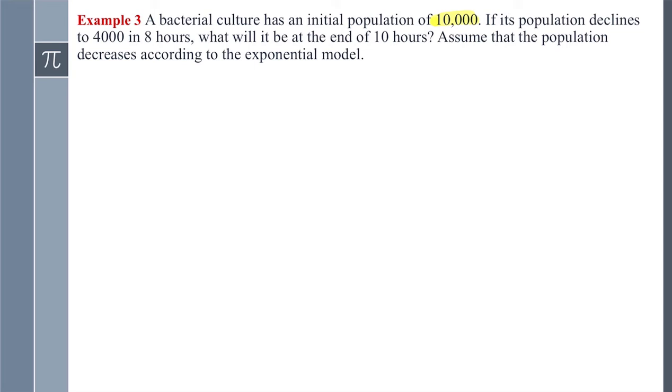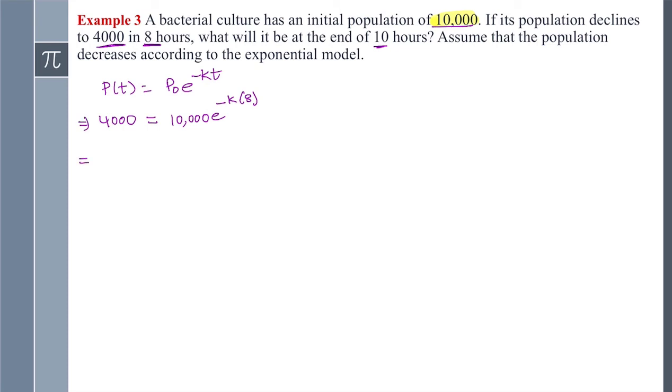So again, we have to use the decay formula here. P of t equals P naught e to the negative kt. Now the initial population is 10,000, so P naught is 10,000, e to the negative, we don't have k, but it says in 8 hours the population is 4,000, so we put time equals 8 and the population equals 4,000. So this will help us to find k. Once we get k, we'll write the function and then we'll calculate for 10 hours. So that's how we are going to proceed with this problem.